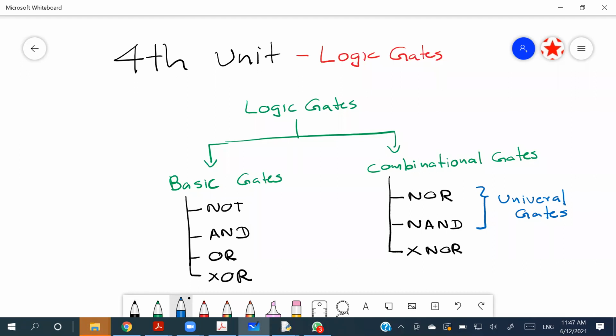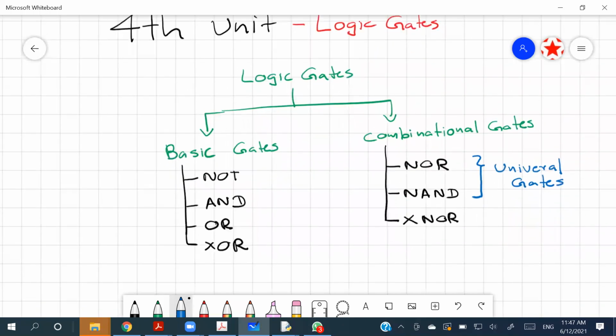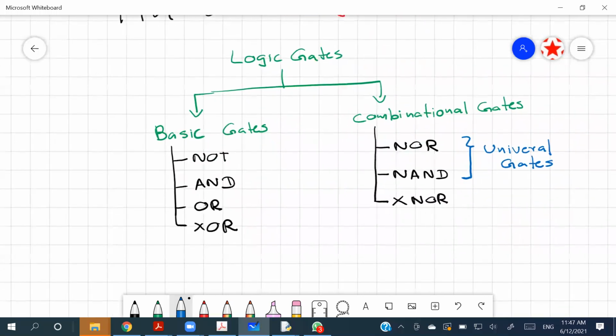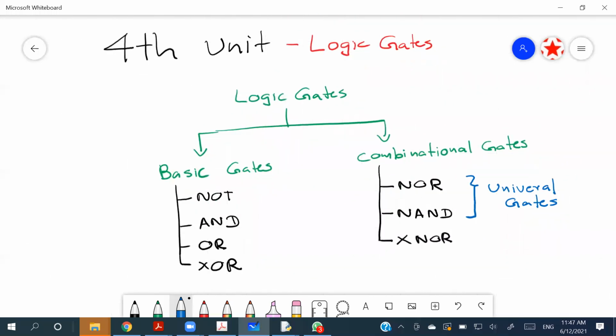right? Okay, so it's better you write this down as a start of the gates, a body summary, right? Then we'll summarize the basic and the combinational gates, right? Start it, people. So please get it done.